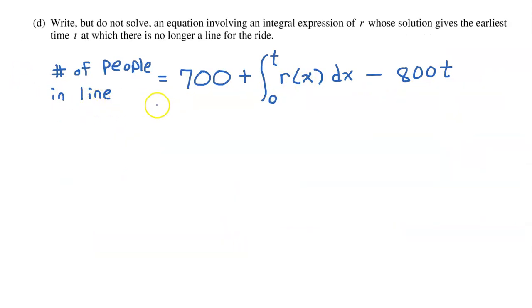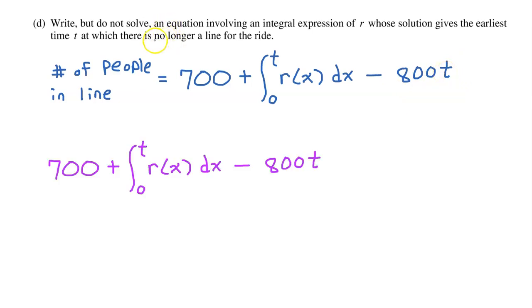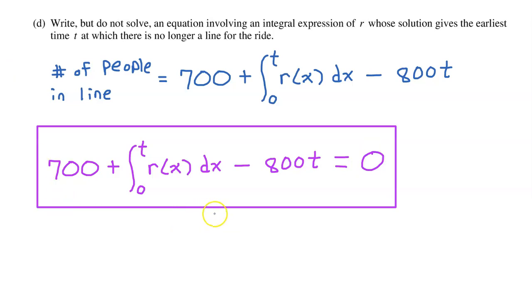Again, this equation is saying that the number of people in line will equal the initial number of people in line plus the number of people who enter the line from time t equals 0 to some unspecified time t, minus the number of people who leave the line after t hours have elapsed. If there is no longer a line, that means the number of people in line is equal to 0. We are not supposed to solve the equation, so this is the answer.